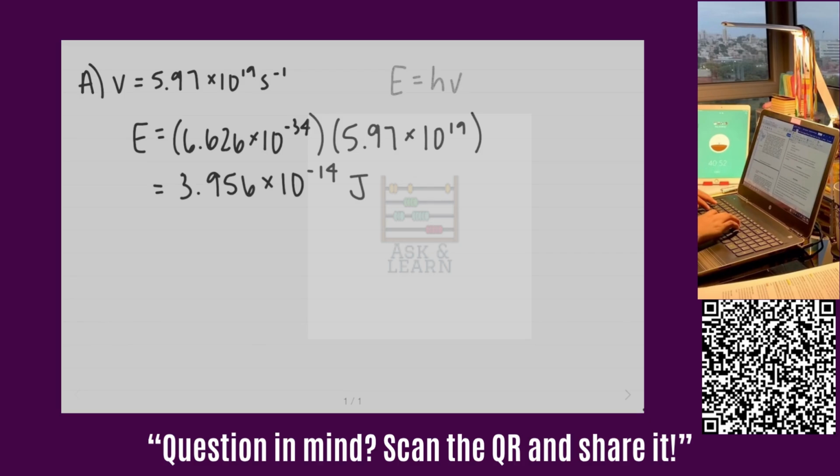However, we are asked to do it in kilojoules per mole. So to get it per mole, we're going to multiply that by our Avogadro's constant, 6.022 times 10 to the 23rd. And then we will also need to divide by 1,000 to get it into kilojoules. So that gives us a final answer of 2.38 times 10 to the 7th kilojoules per mole.